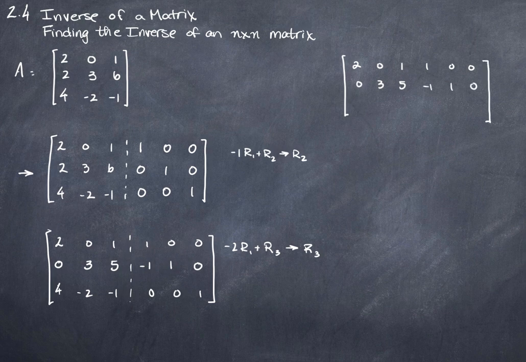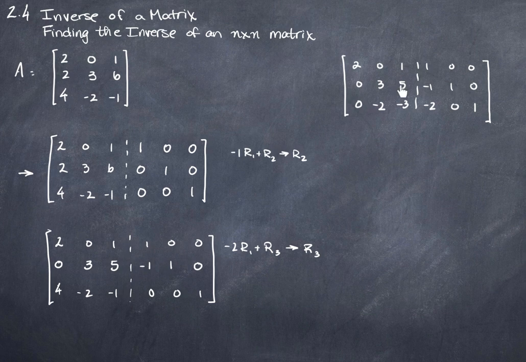And row 3 will be negative 2 times 2 is negative 4, plus 4 is 0. Negative 2 times 0 plus negative 2. Negative 2 times 1, that's negative 2, plus negative 1, that's negative 3. Keep going though. Negative 2 times 1 plus 0. Negative 2 times 0 plus 0. Negative 2 times 0 plus 1. So now I have another new matrix.